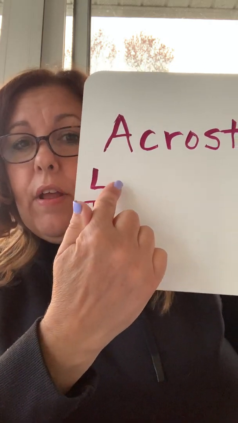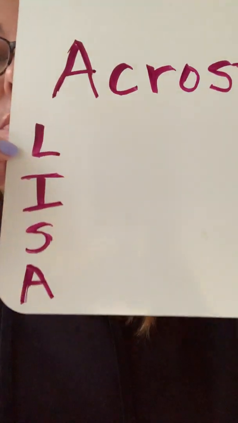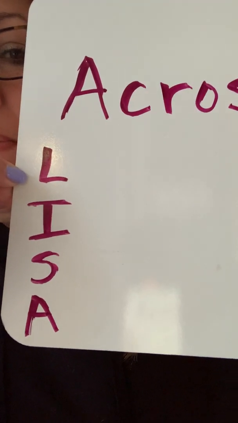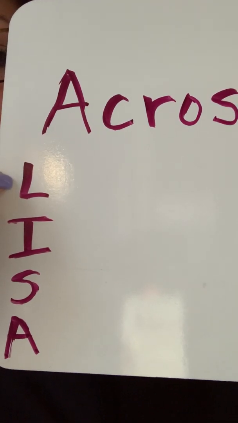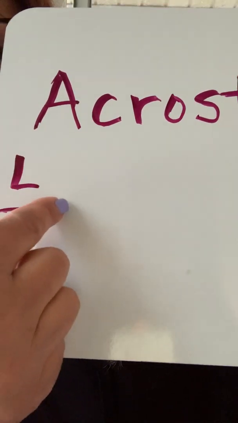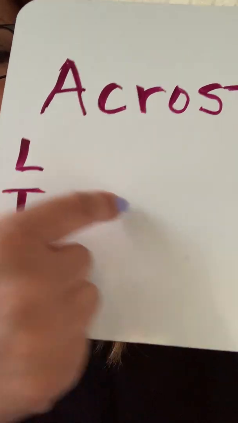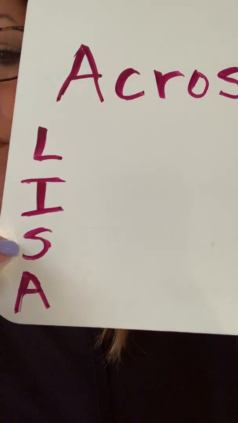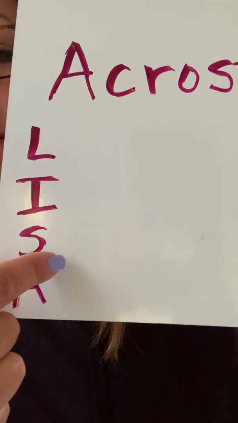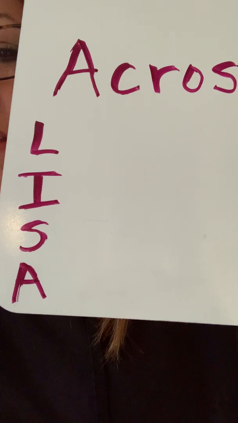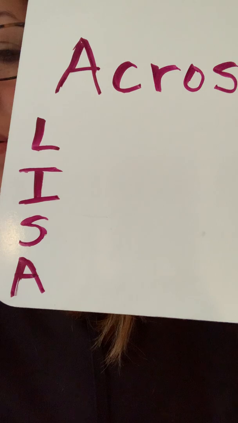For each letter in my name, I'm going to think of a word that describes me. So a word that starts with the letter L. What might you say about me that starts with the letter L? You might say likable. A word for I might be interesting. A word for S. Let's see, what could you say? Sunny personality. The letter A. Always willing to help.